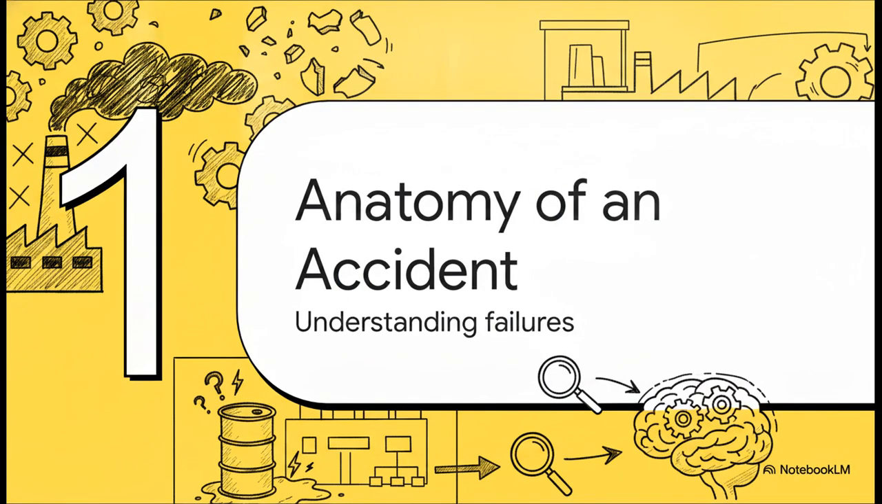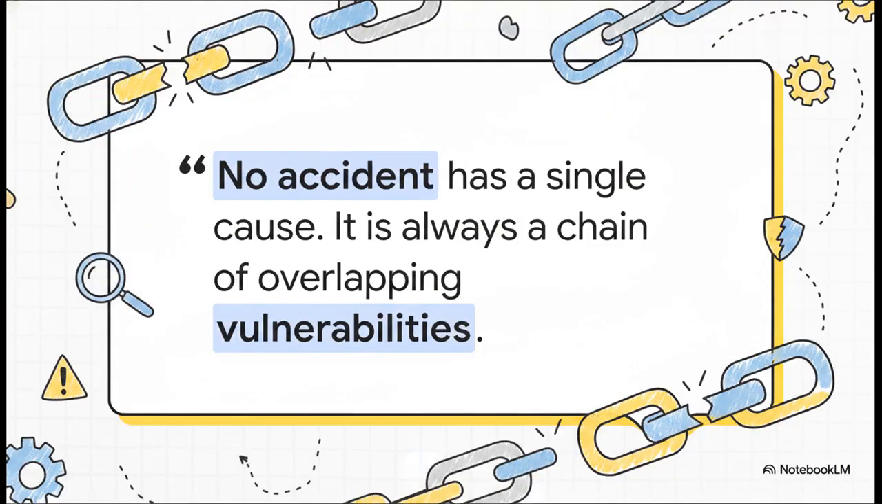Section 1. The anatomy of an accident. Let's start with the classic problem every single plant manager and safety investigator faces when things go sideways. There's a core principle from our sources that absolutely sets the stage here. No accident has a single cause. It is always a chain of overlapping vulnerabilities.